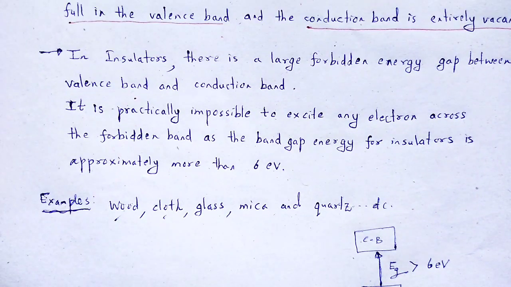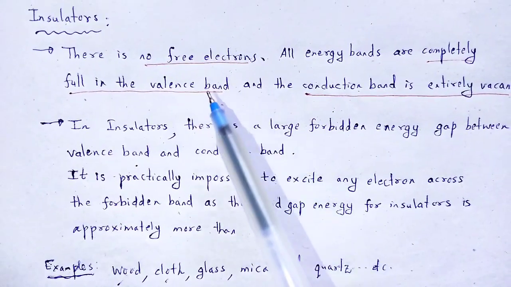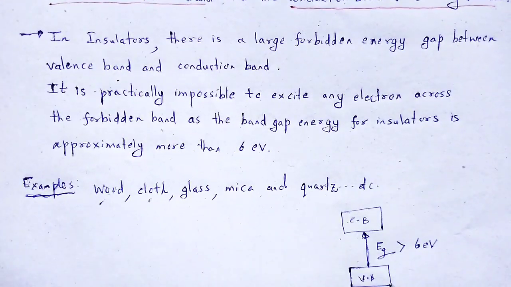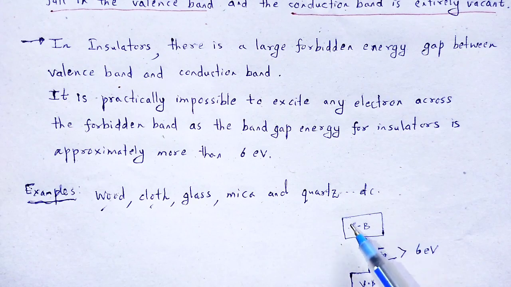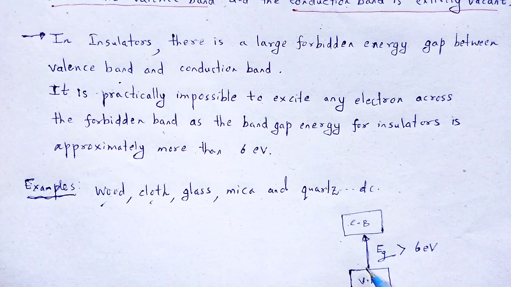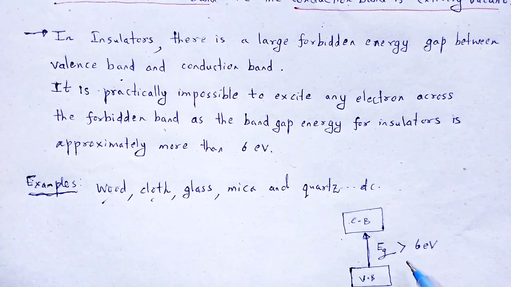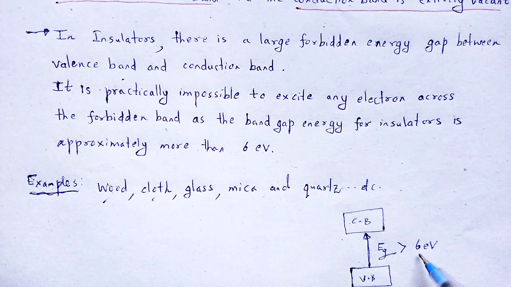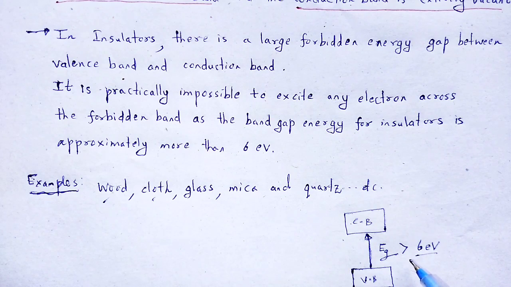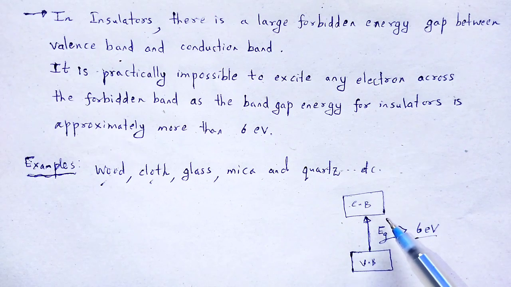Insulators, on the basis of band gap, we classify like this: no free electrons, valency band completely filled, whereas conduction band entirely vacant, and the forbidden energy gap is too high, greater than around 6 electron volt, and it is practically impossible to excite an electron from the valency band to the conduction band.